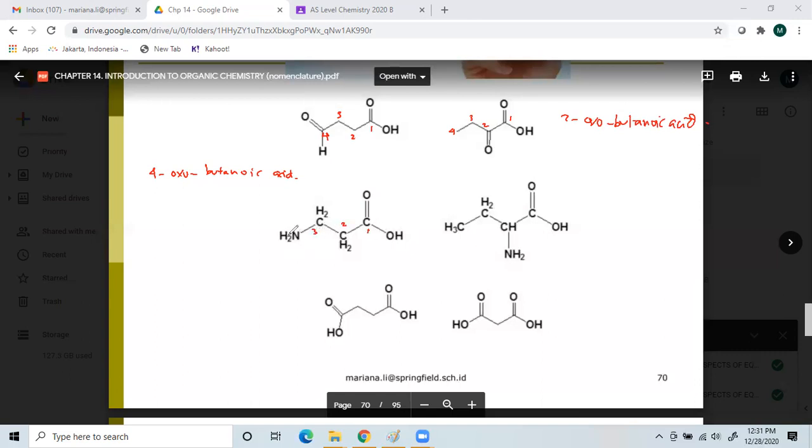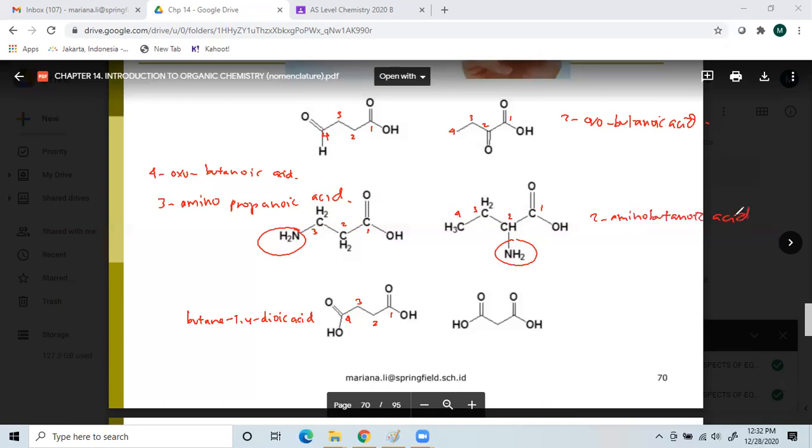One, two, three, four. Or 1, 2, 3, and this is amino. So the name would be 3-aminopropanoic acid. Here there is a 2-COOH group. So butane-1,4-dioic acid. How about this? 1, 2, 3, 4. 2-aminobutanoic acid. 1, 2, 3. Propane-1,3-dioic acid.